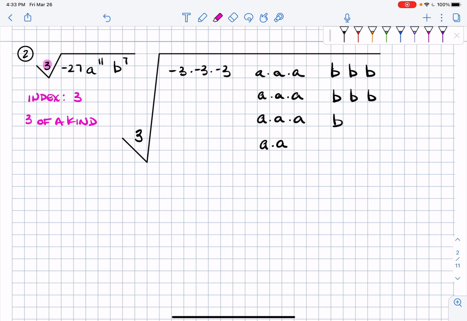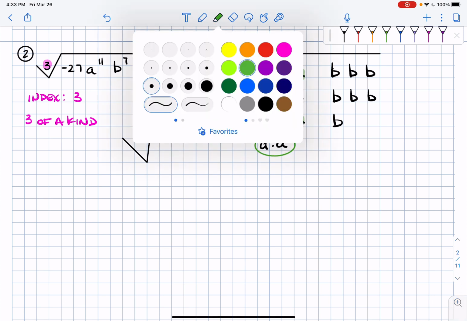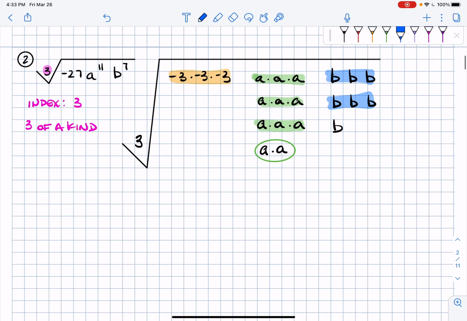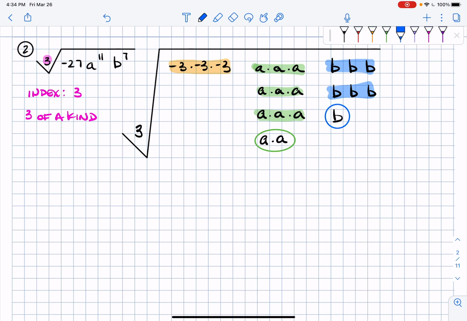So I'm looking for triplets or 3 of a kind. So right here, I have 3 negative 3's. Right here I got 1, 2, 3 groups of A with 2 A's left over, right? And then I have a group of B with a B left over. All right, so what do I have?